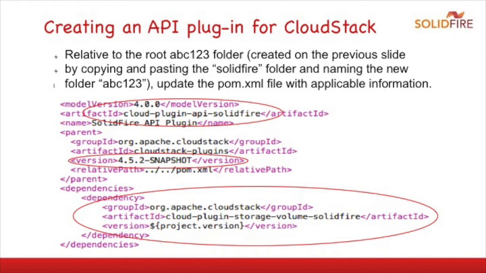The dependencies section at the way bottom, that may or may not apply to you. In my case, I actually have code in my API plugin that depends on code that's in my SolidFire storage plugin. So all I'm doing here is adding a dependency so that Maven knows that this particular API plugin is dependent on this other block of code. You might have other things, maybe you have Google code that you reference or something else. This is just where that code goes.